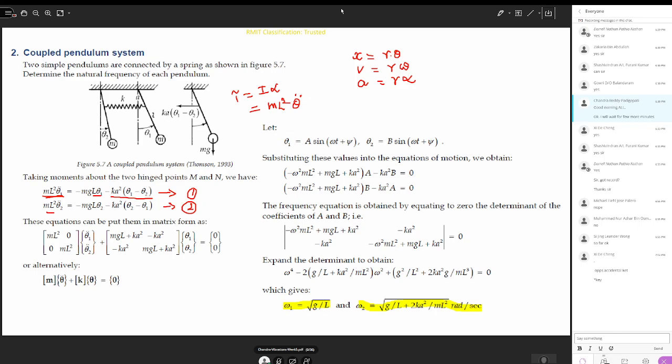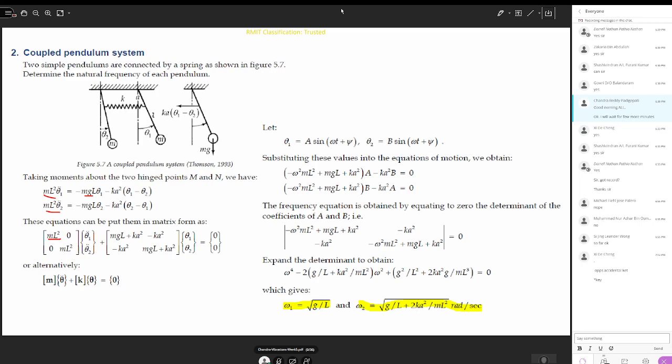Now we can rearrange these two equations in matrix format. Here m into L square, and again m into L square, multiplied by the angular accelerations theta1 double dot and theta2 double dot. Here you have mgl. You can take the other side and make it equal to 0.